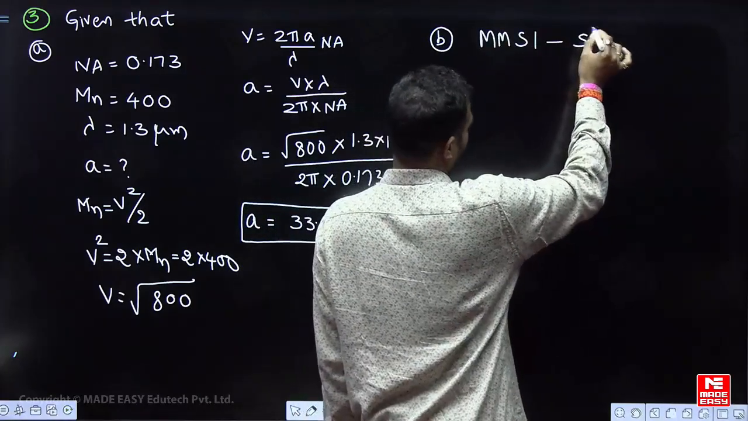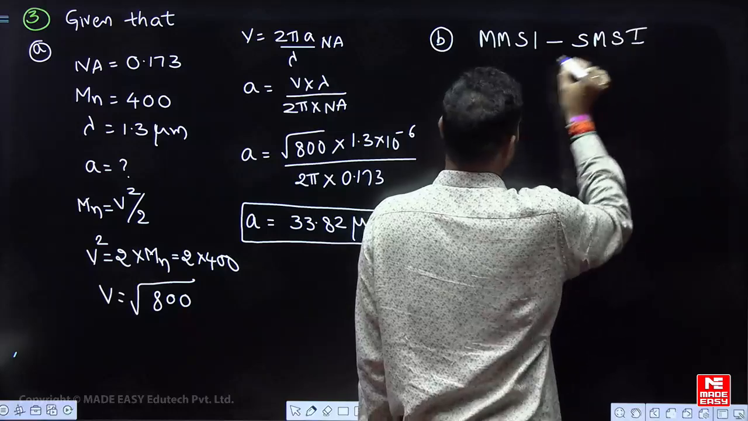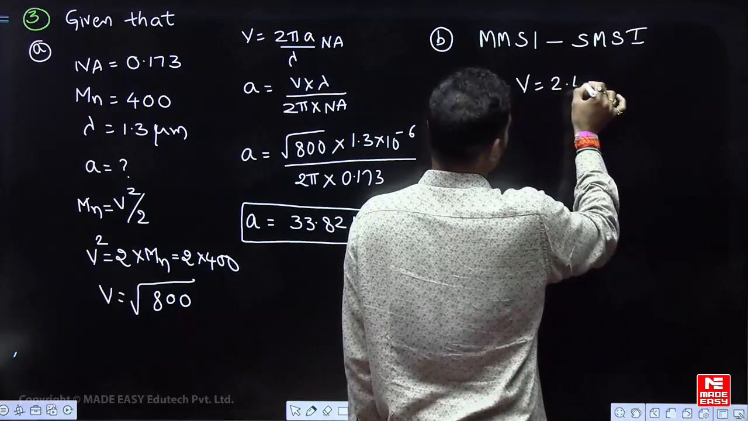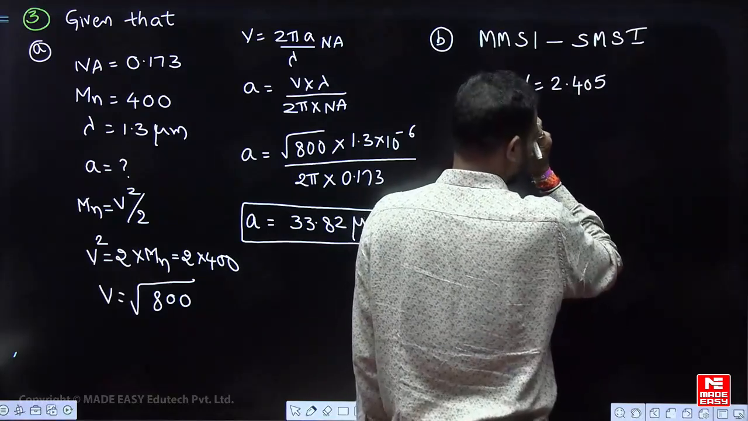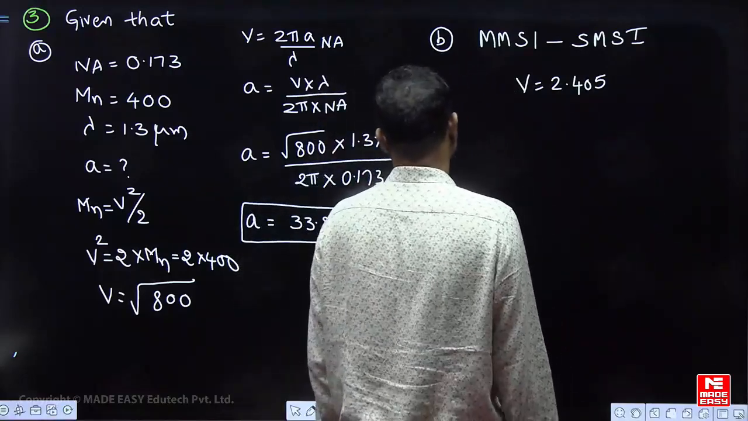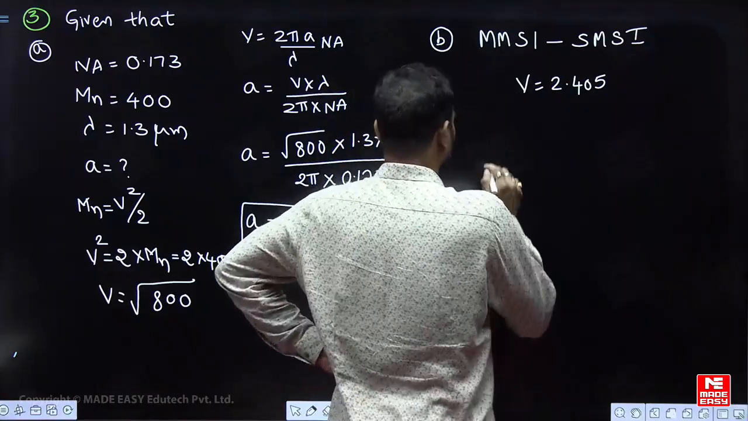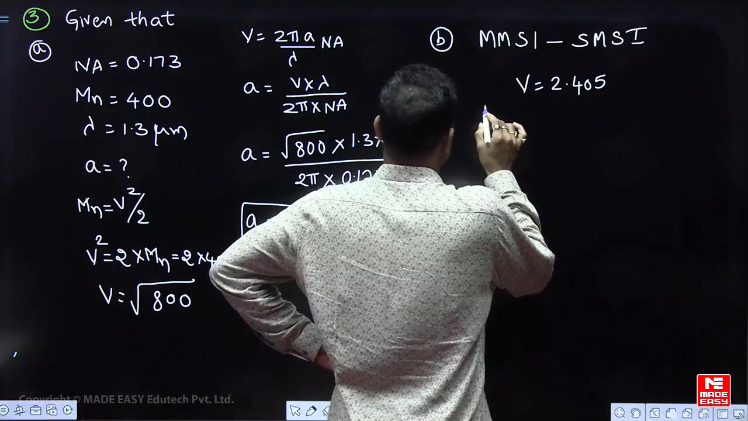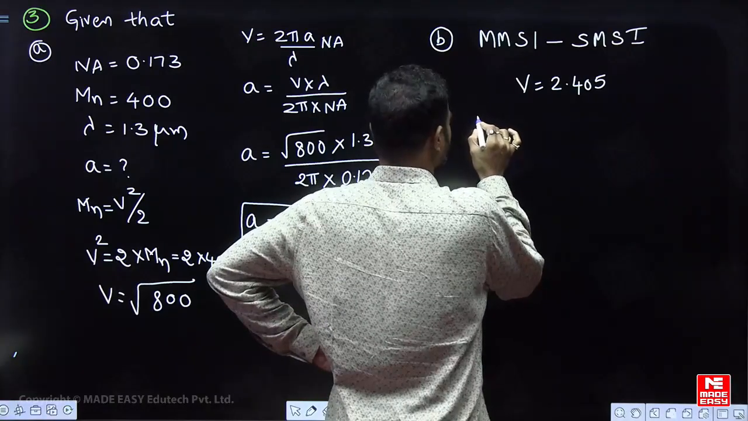Dear students, to convert your MMSI fiber into SMSI fiber, what is the value of V? 2.405. Value of V is equal to 2.405. So observe carefully after writing this point, V is equal to 2.405. So we understand very clearly.